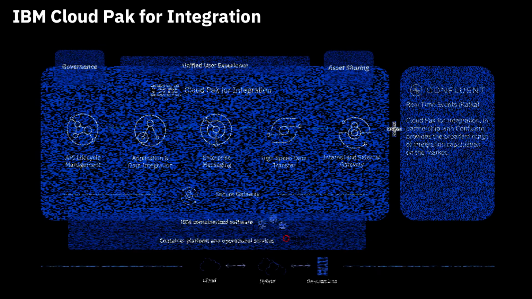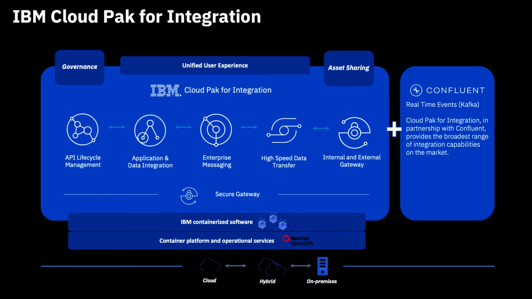In this video, we will be giving you an overview of the Cloud Pak for Integration and diving into the tracing capability to show you how you can get full end-to-end visibility into your integration workflows. The Cloud Pak for Integration is a one-stop shop for all your integration needs and architectural styles. It includes different capabilities such as API lifecycle management, app and data integration, enterprise messaging, high-speed data transfer, all on top of IBM's internal and external gateway.